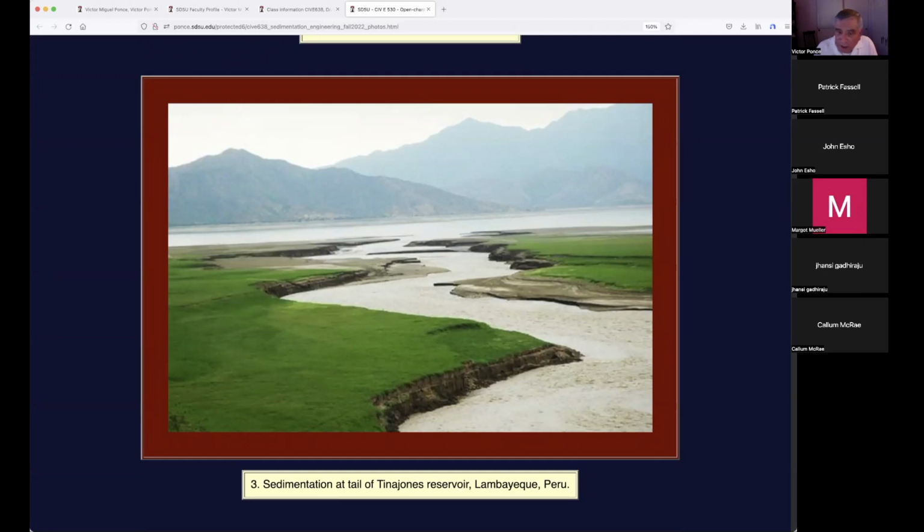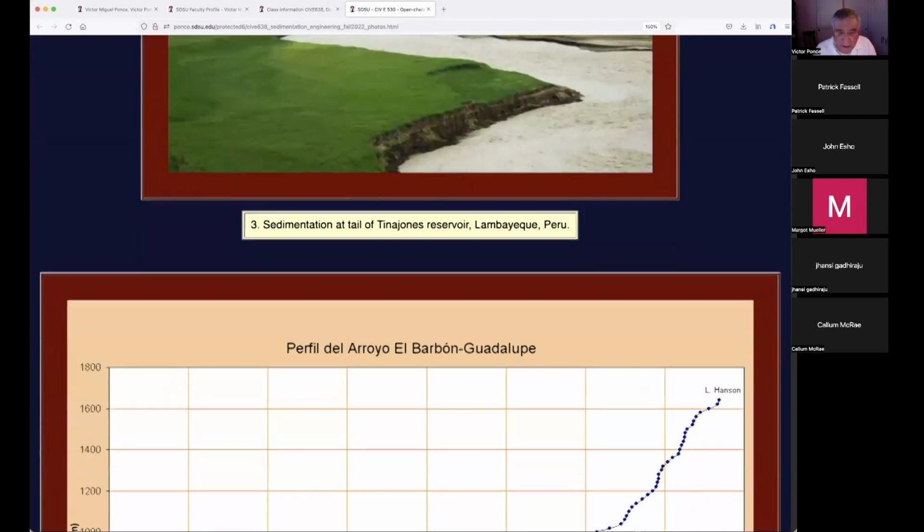So that's the river that goes into the reservoir, and it's been depositing this delta of sediment that's coming from upstream. So deposition is also very important, not only erosion. Our field is divided into three major areas: erosion, transport, and deposition. And there are three completely different areas or fields.